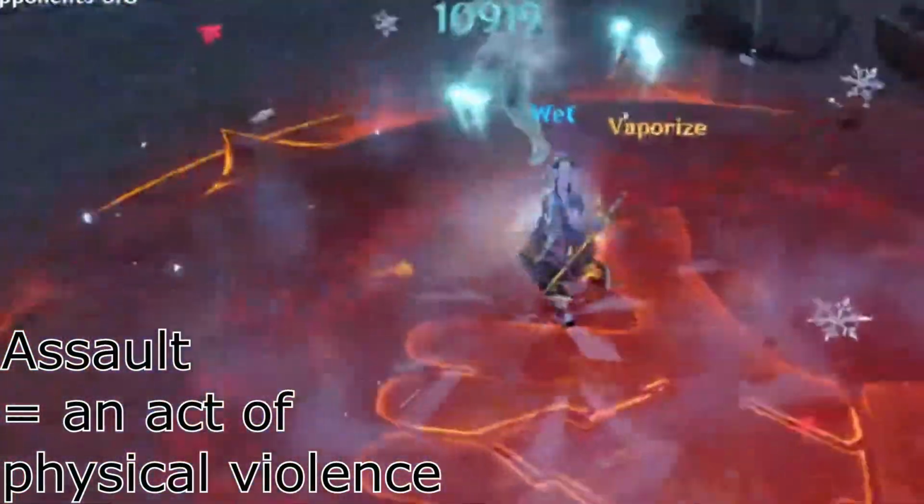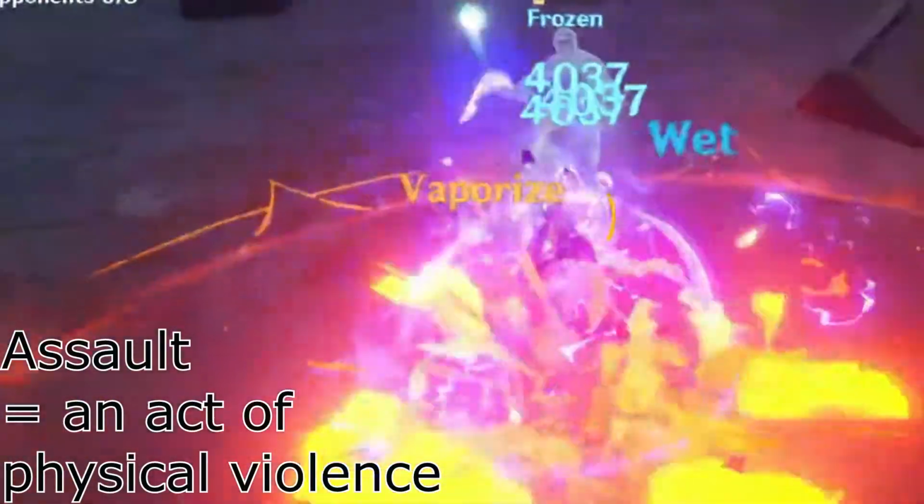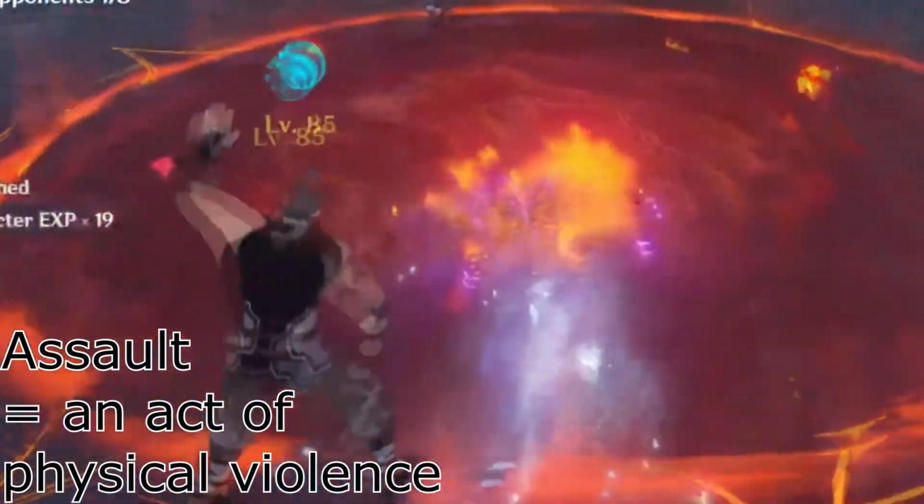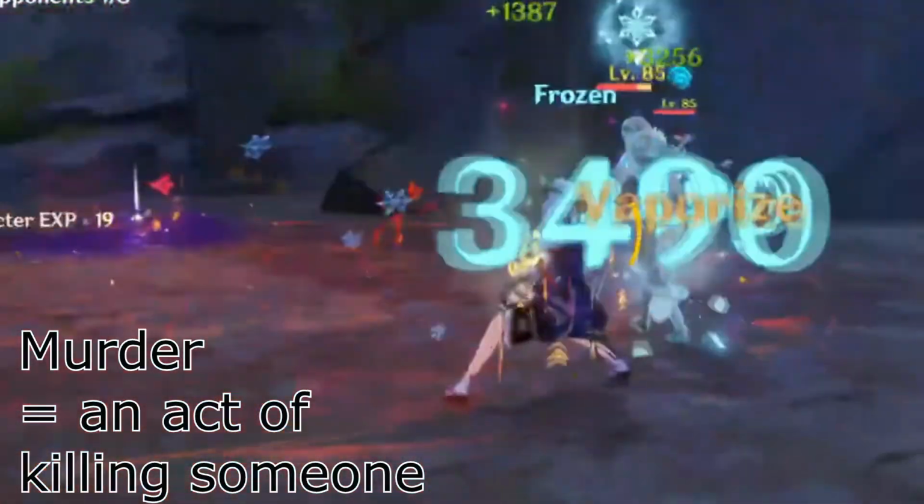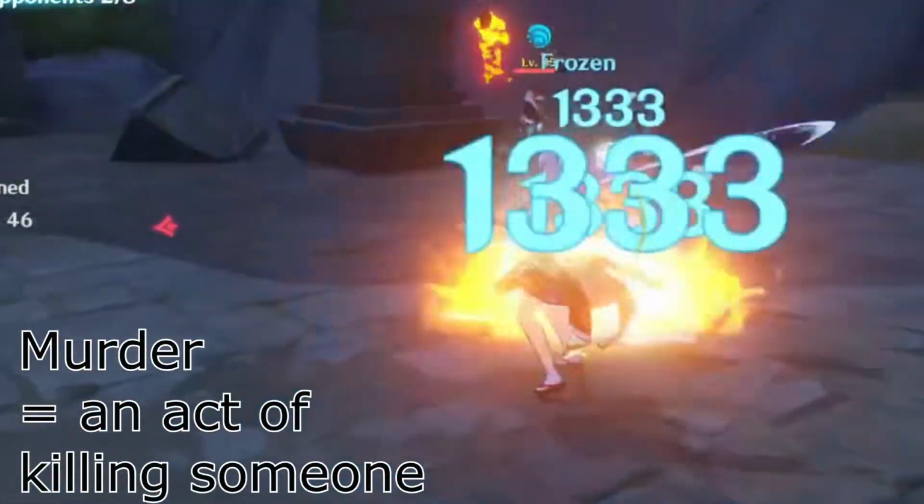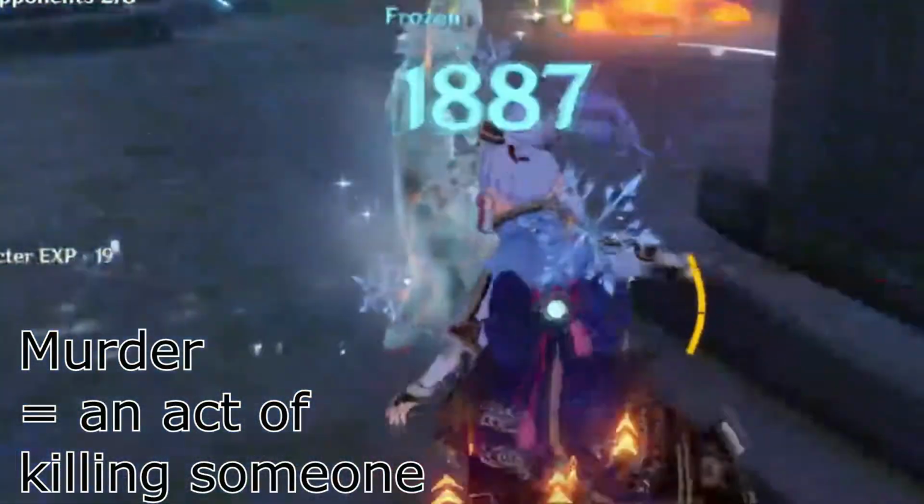The next two crimes can sometimes be related. The first one is assault. It is an act of physical violence. The second one is murder. It is the action of killing someone.